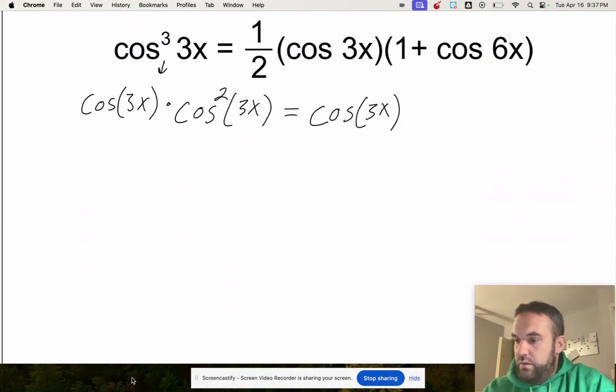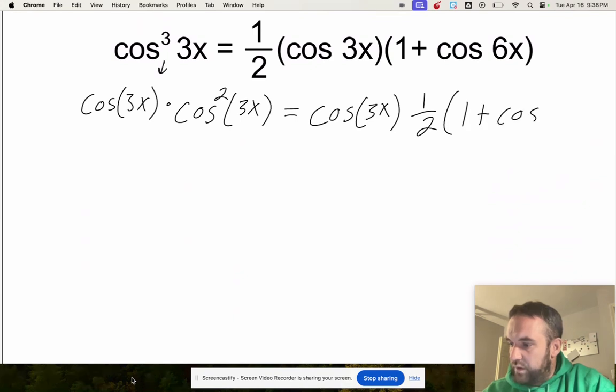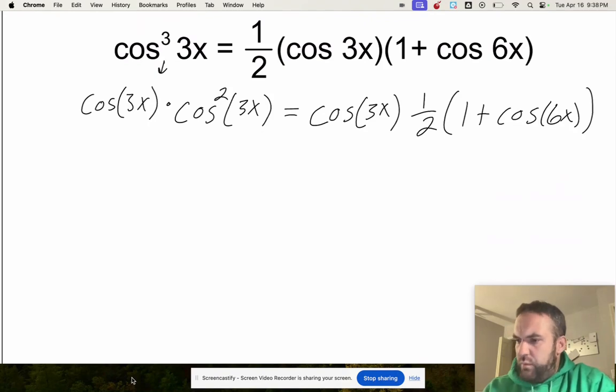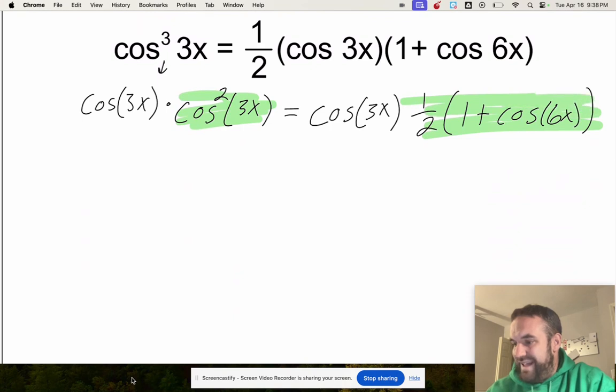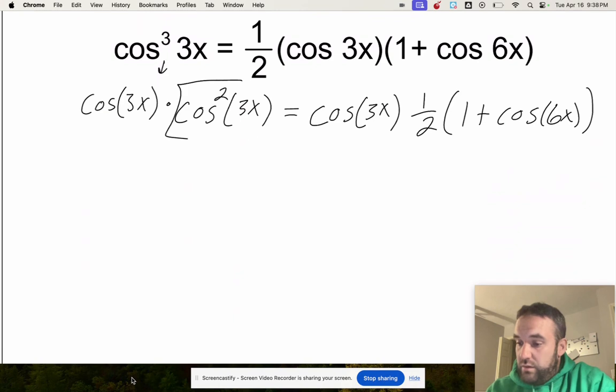I'm going to go ahead and rearrange this. So I've got this quantity I'm going to put down first, and then I'm going to put the 1/2 times 1 plus cosine of 6x. And again, my reasoning here is, now that I already have established that factor on both sides, my goal is to go from here and show that that is equal to that. Okay. So I have cosine squared, so I'm going to use that power reduction formula. So we're going to swap this out here.